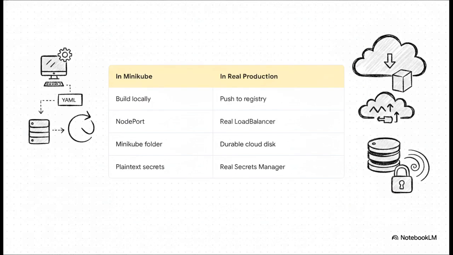But here's the good news. About 90% of your configuration files, all that YAML you wrote, stays exactly the same when you transition to a real production environment. You only really change the edges to meet reality. So you'll push images to a real registry like Docker Hub, use actual cloud load balancers to get traffic in, point your storage classes to real cloud disks like AWS EBS, and use proper secret managers so your passwords aren't sitting around in plain text.